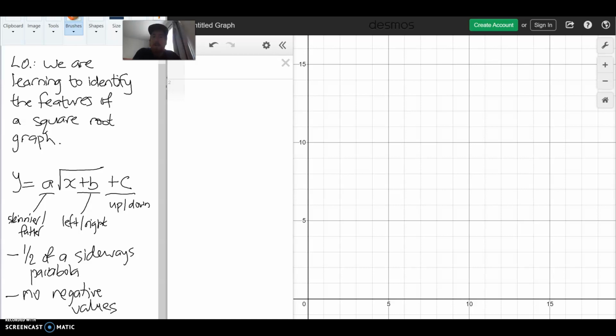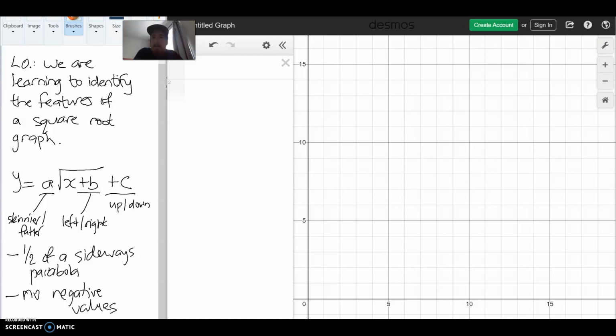Today's learning objective is on the left. We are learning to identify the features of square root graphs, and I've got some notes there that will assist us with our understanding. Our general formula is y equals a, multiplied by the square root of x plus b, and then we're going to add c to that as well.